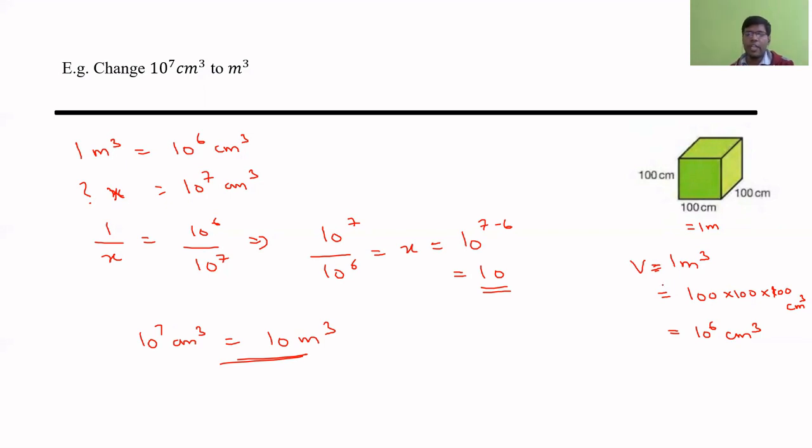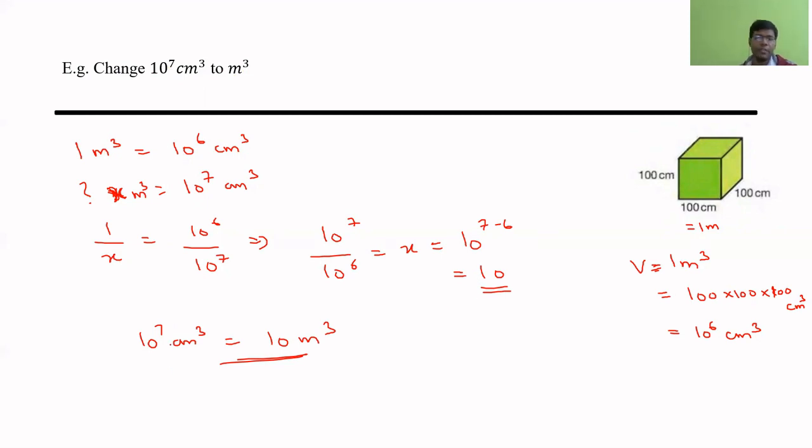So this is the thing which I have got. Basically what we have done is we have converted 1 meter cube in terms of centimeter cube. So we got 1 meter cube as 10 power 6 centimeter cube, and we wanted to change 10 power 7 centimeter cube to meter cube. So we have taken it as x meter cube, and this x is what we need to find out. So we have done 1 meter cube by x meter cube is equal to 10 power 6 by 10 power 7. So we cross multiplied and we got the value of x as 10.